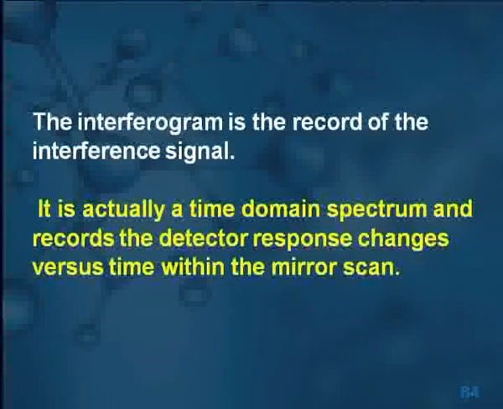When the mirror is moved at a constant velocity, the intensity of the radiation reaching the detector varies in a sinusoidal manner, as we saw in the previous diagram, and it produces the interferogram. This interferogram is the record of the interference signal. It is a time domain spectrum and records the detector response versus time within the mirror scan. It depends upon the position of the mirror.